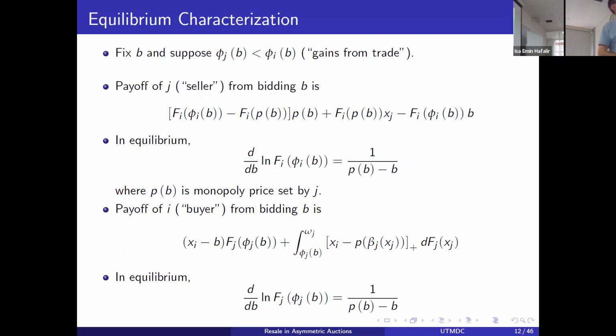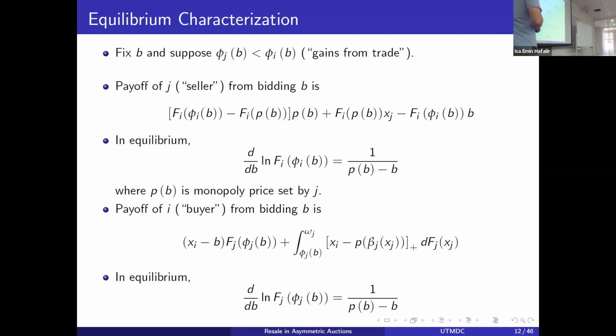All right. Now, given this behavior, let us go back to the first stage and characterize the equilibrium behavior, right? So pick some B and suppose that phi J is smaller than phi I, exactly here. Phi J is smaller than phi I, right? So there are gains from trade, and J is going to be the seller now, right? Because let's say that we consider a J whose value is xJ, which is equal to phi J of B, and wins the auction at the bid of B in the first stage.